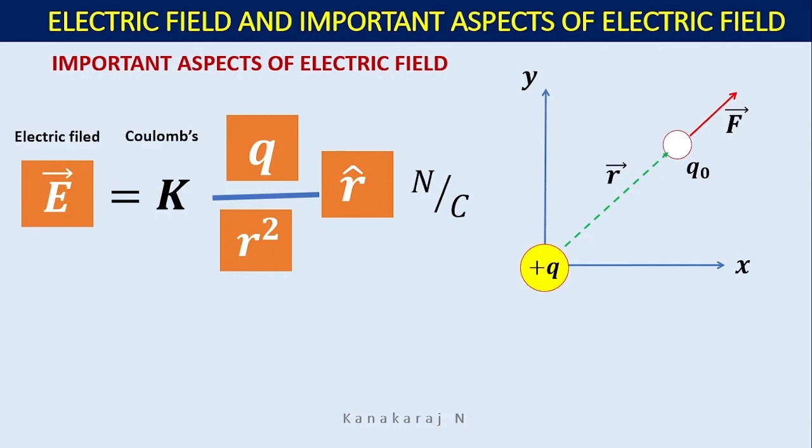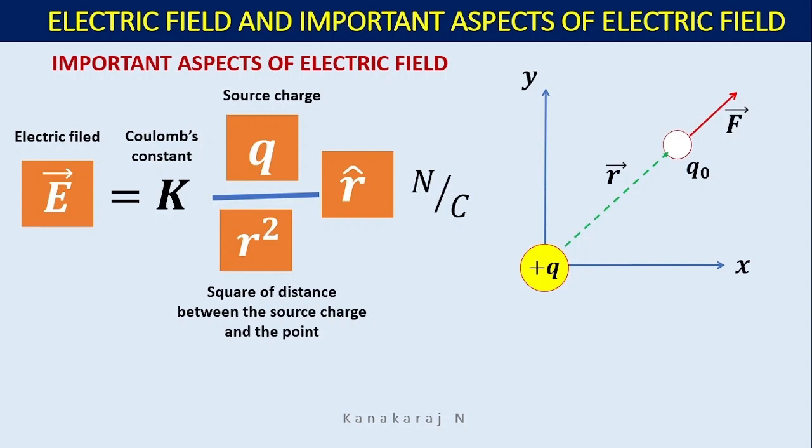E vector is the electric field, K is Coulomb's constant, Q is the source charge, r square is the square of the distance between the source charge and the test charge point. r cap is the unit vector, and Newton per Coulomb is the SI unit of electric field.